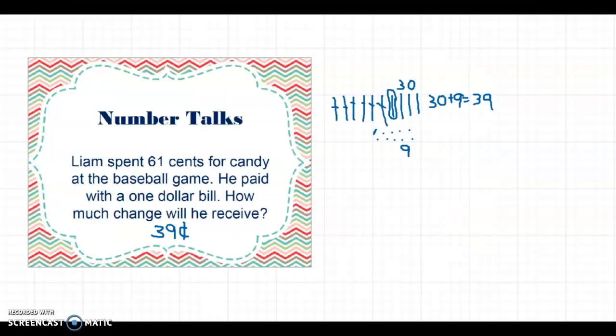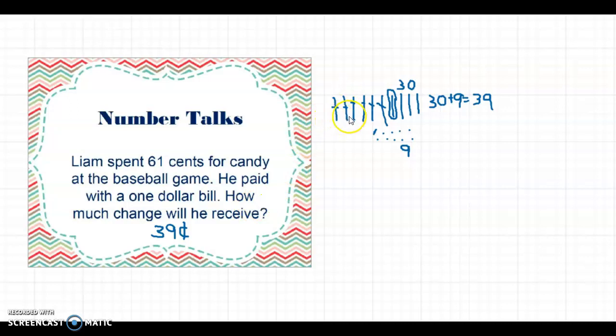Alright, let's compare answers with our number talks. Liam spent 61 cents for candy at the baseball game. He paid with a $1 bill. How much change will he receive? As you can see, I already have my strategy up. I use base 10 blocks.